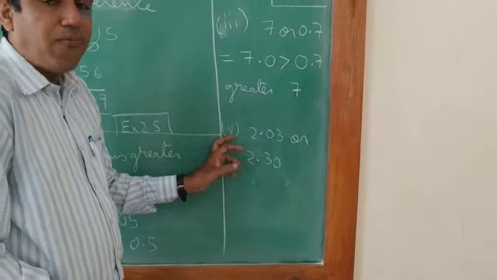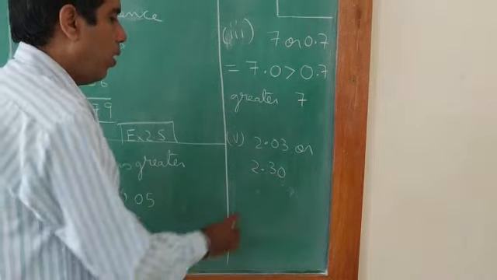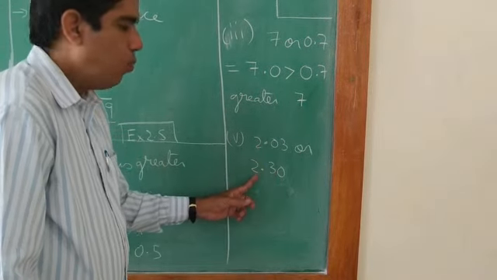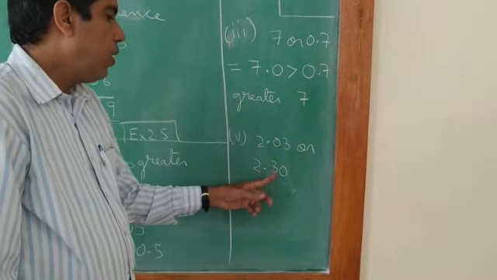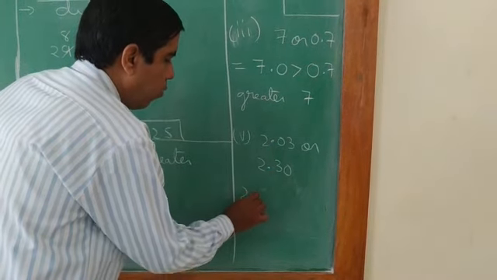Here you will write greater is 0.5. And here the fifth part, 2.03 or 2.30. Now you can see here both 2s are the same. Here 0 and here 3. So you can see 3 is greater. So here which number is greater?